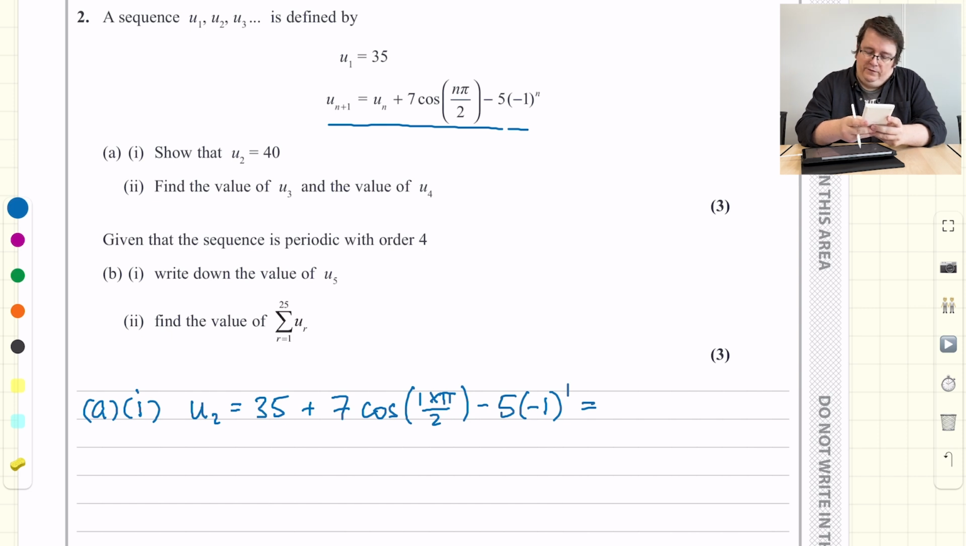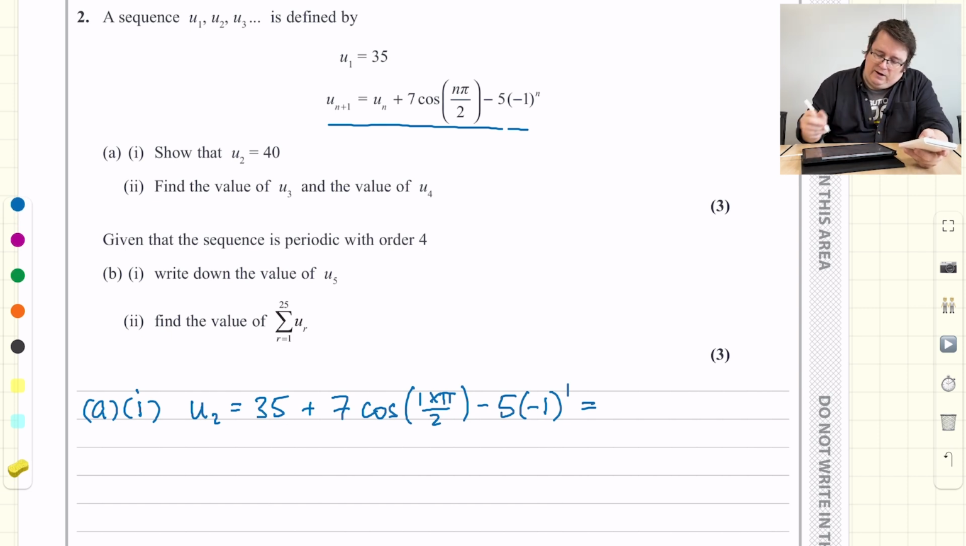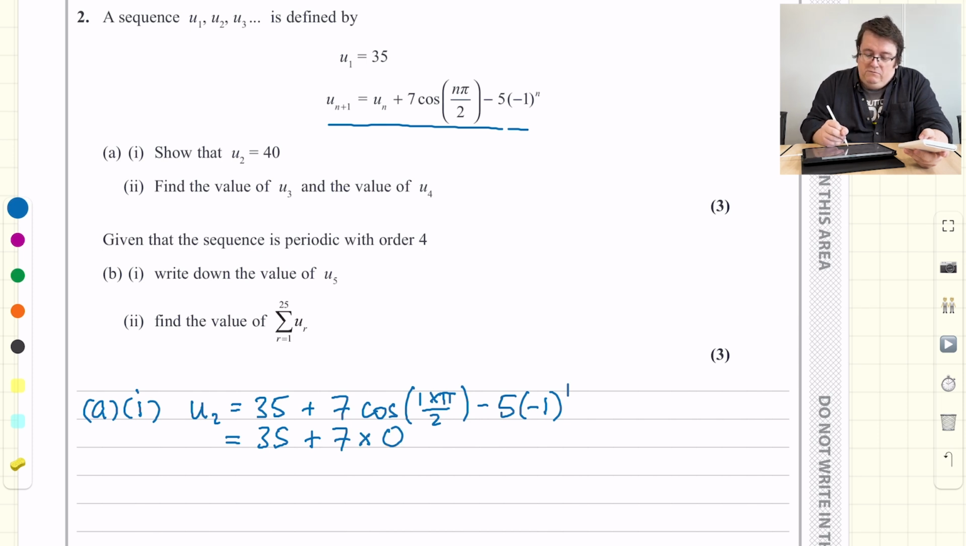So 35, actually we don't need the calculator for that, do we? We can go straight in with that. 35 plus cosine of pi over 2 is 0, so 7 lots of 0. And then take away 5 lots of minus 1 to the 1, so that's plus 5. 35 plus 0 plus 5 is 40. Right, part 2.